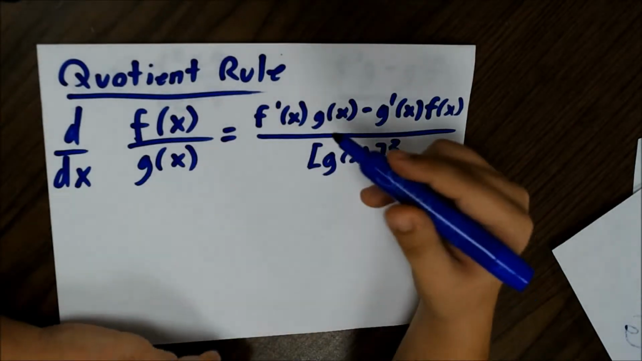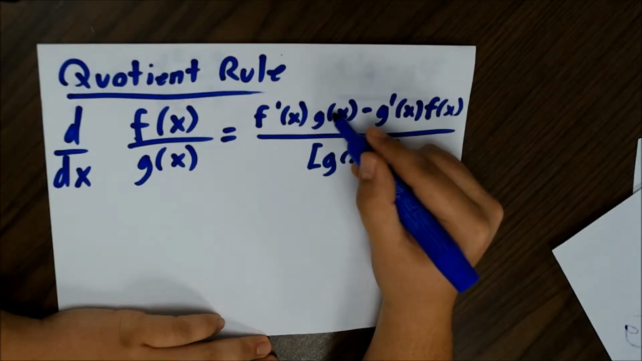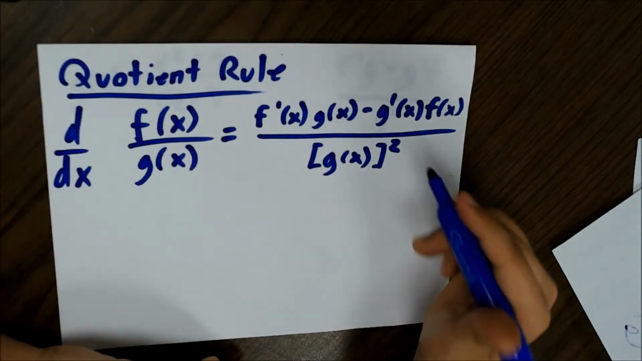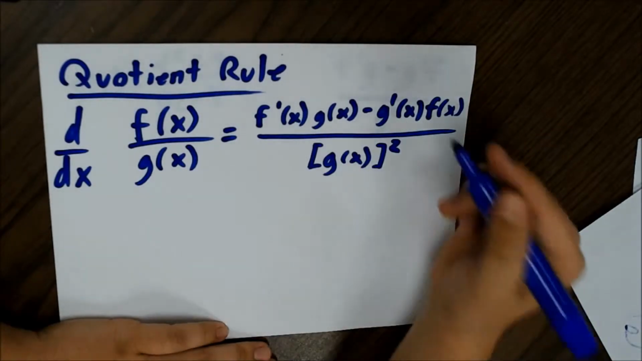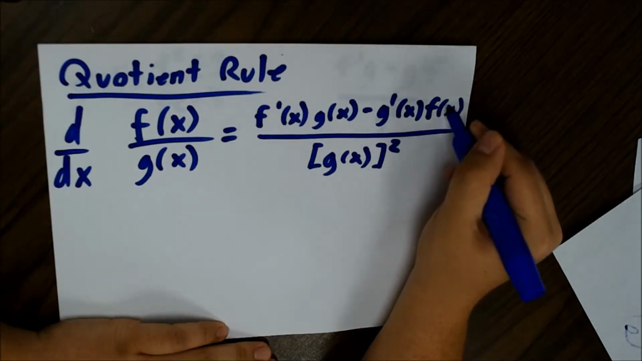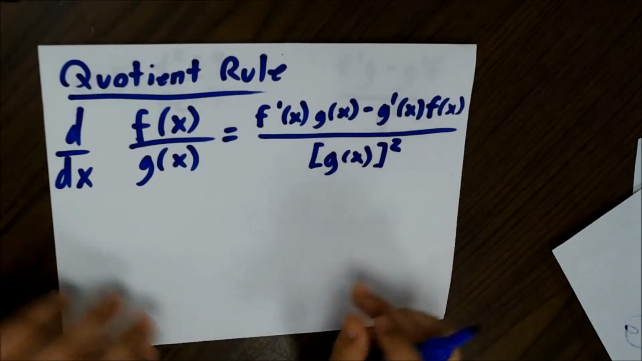The way you do it is you take the derivative of the first function and multiply it by the function in the denominator, and then you subtract the quantity of the derivative of the function in the denominator times the original function in the numerator, all over the function in the denominator squared.